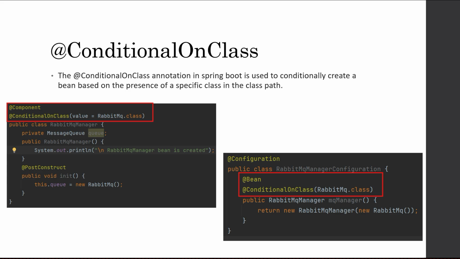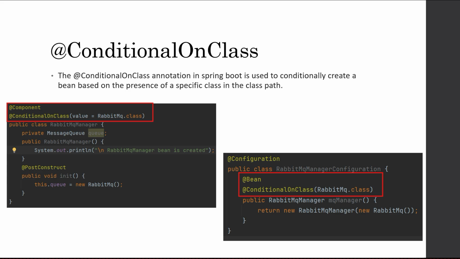If the class is not present in the packages of the application or in the included jar files, then the bean for RabbitMQManager would not be created. The name of the package where this RabbitMQ class is present would be specified using the import on the top of this RabbitMQManager class.